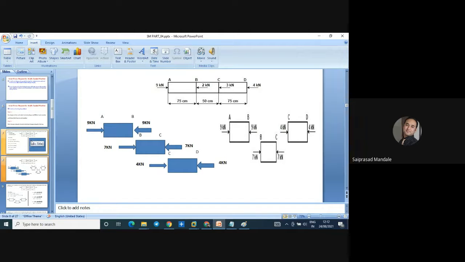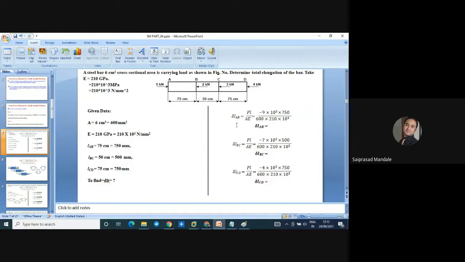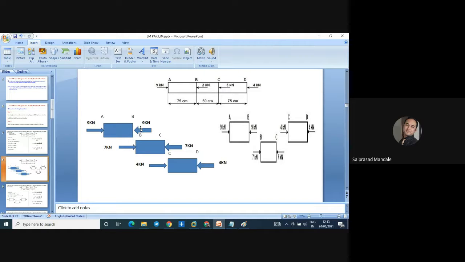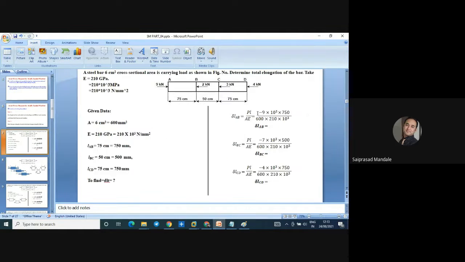Let us do delta L of AB. So delta L of AB means PL upon AE of AB. So what is PL upon AE? P is 9. Why 9? Because here AB is 9 kilonewton as a compressive force. So it is 9 into 10 raised to 3, as it is a kilonewton. So 9 into 10 raised to 3 into 750, its length, upon AE. Area is given to us, that is 600. E is given to us. So we have to calculate delta L of AB, delta L of BC, delta L of CD.